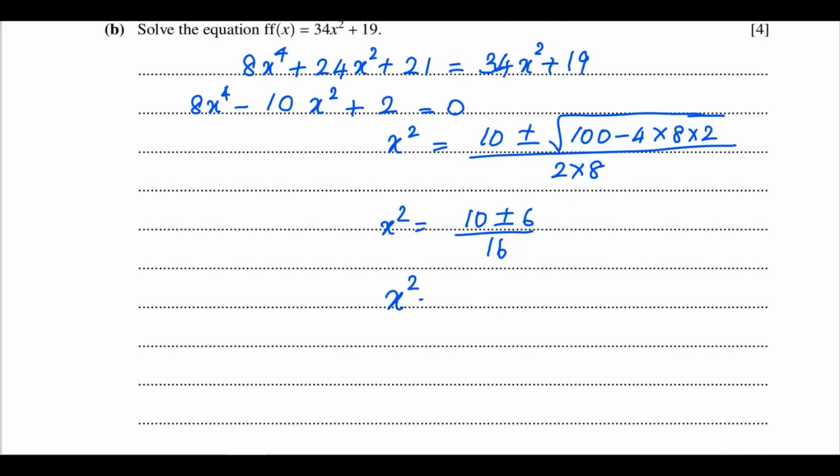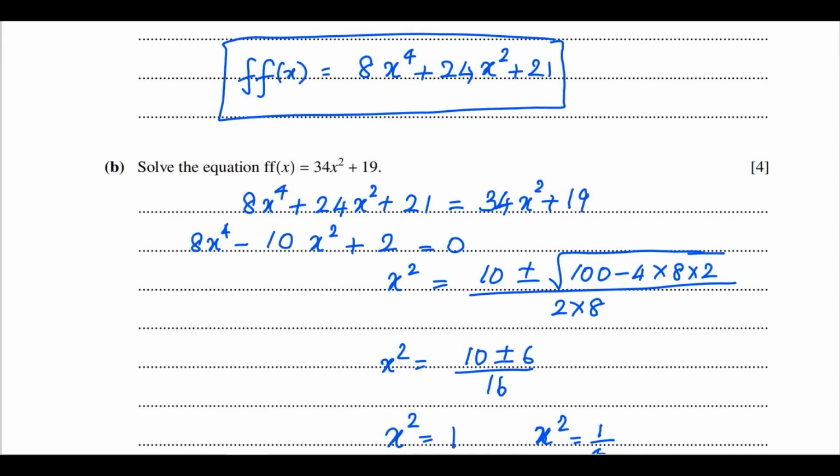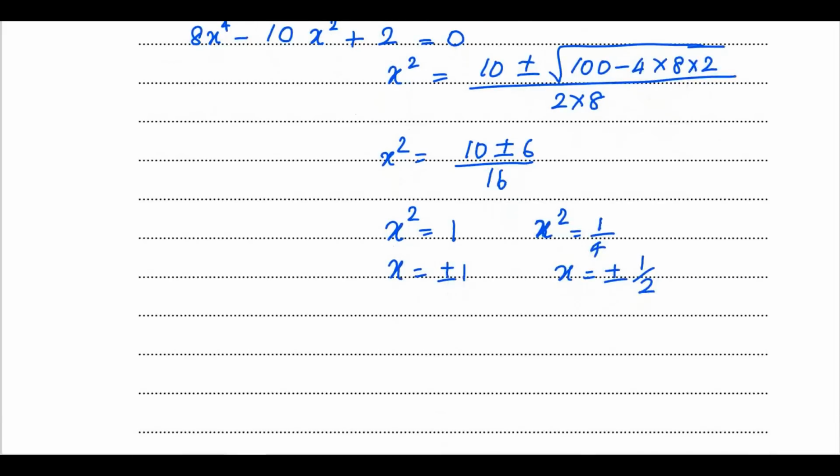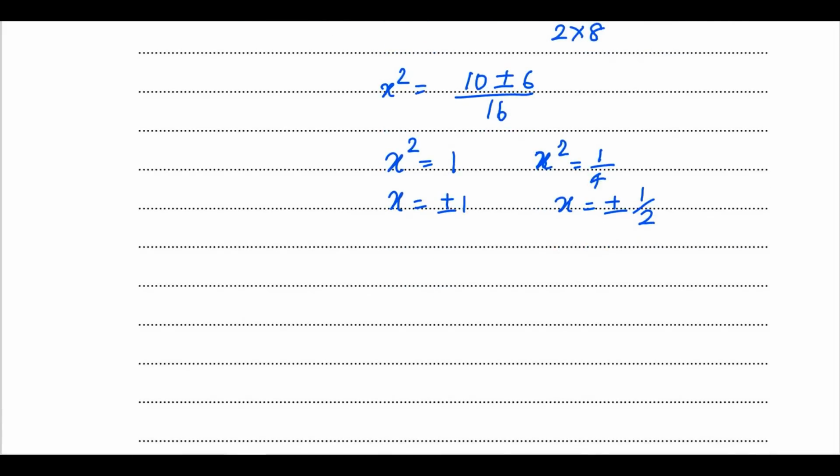So x square equal to 10 plus 6 is 16 over 16, 1. Or x square equal to 10 minus 6 is 4. 4 over 16 is 1 over 4. So x equal to plus or minus 1, or x equal to plus or minus 1 over 2. So these are the 4 solutions.